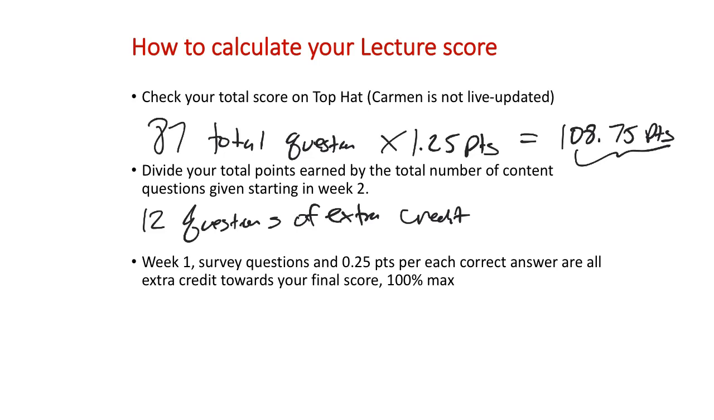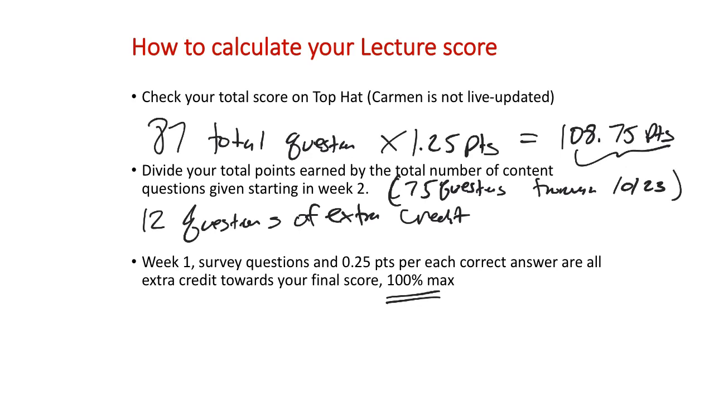So this means there's only been 75 content questions, week 2 and beyond. So right now, that's 75 questions, through yesterday's lecture. So 75 questions given. Now you only need to earn 1 point per question to get a 100% score. So the week 1 questions, the survey questions, and that extra 0.25 points that you earn each time you're right on a question, those count towards extra credit towards your assignment with a 100% maximum.